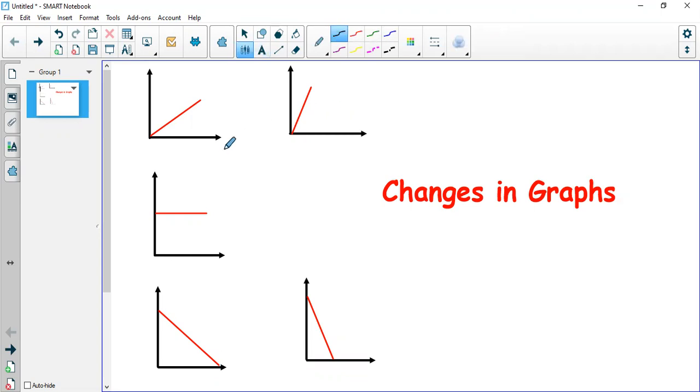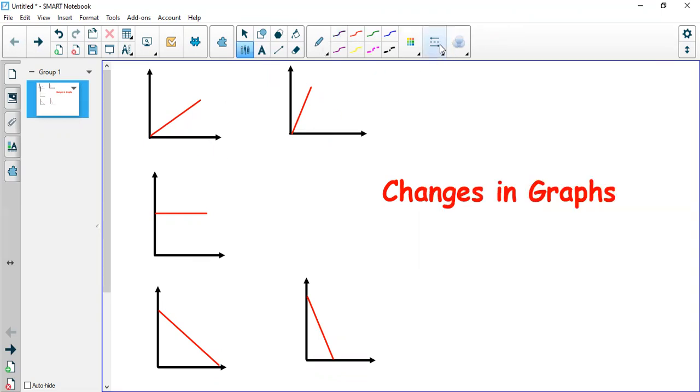Now there are two types of increases. Can you see that there's a difference between these two graphs? Though both of them are going up in the same way, there is a difference between them. This is a flatter line compared to this one. This is a steeper line. Now, what's the difference between these two lines? Though both of them are going upwards, there is a bit of a difference between them.